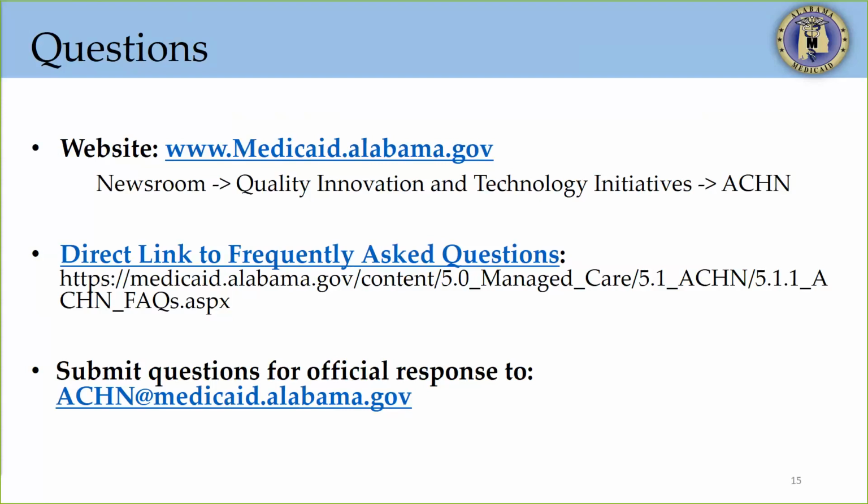All right, we'll start with a couple of questions. First one is a slightly off one. Do optometrists have to sign an agreement with the ACHN to continue to see Medicaid patients? No. If you are just going to be a specialist, you do not have to sign an agreement with the ACHN. You would still be able to see Medicaid recipients as you normally do.